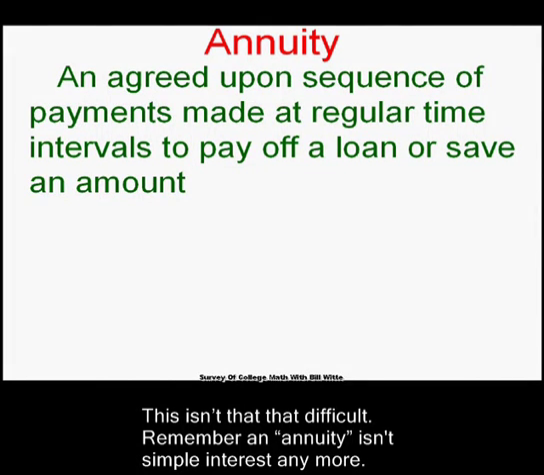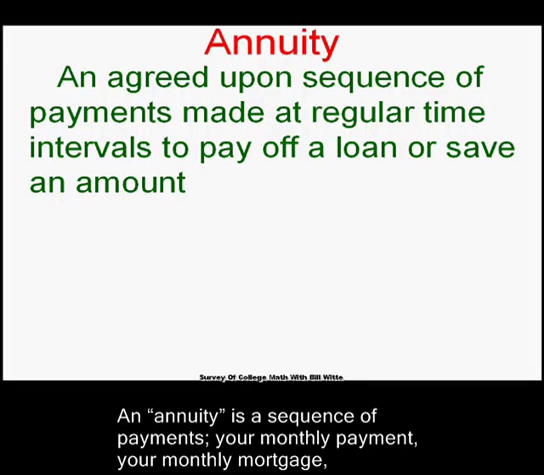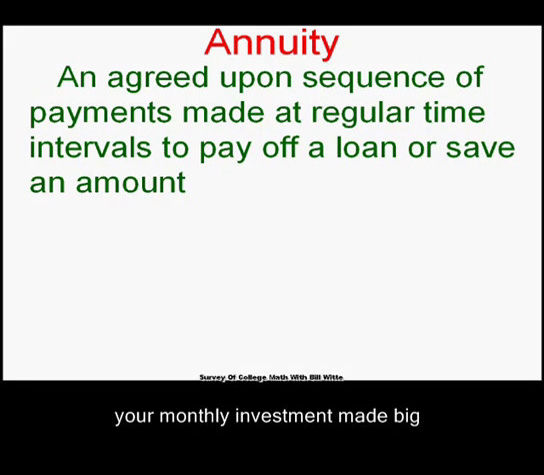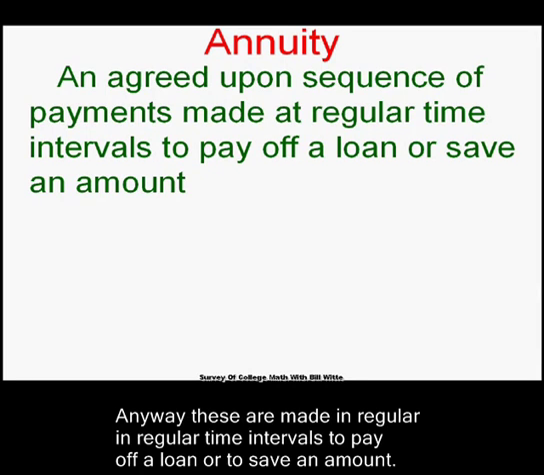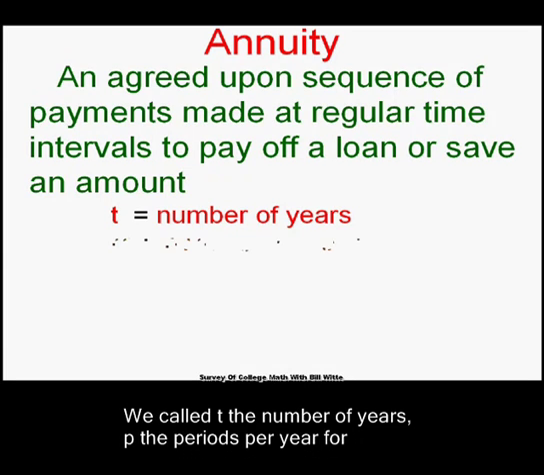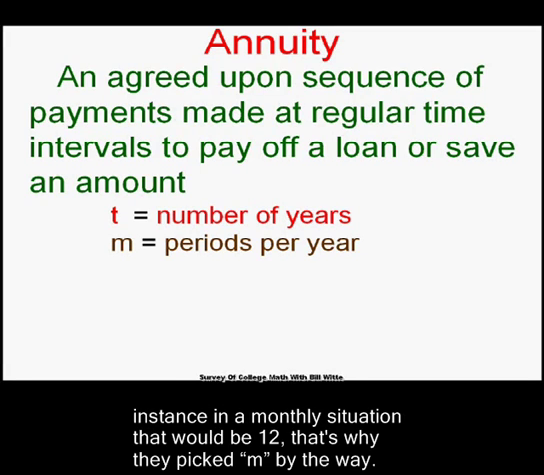This isn't that difficult. Remember that an annuity isn't simple interest anymore. An annuity is a sequence of payments. Your monthly payment, your monthly mortgage, your monthly investment, made usually monthly, but not always, maybe weekly to Guido if you borrow from him. Anyway, made at regular time intervals to pay off a loan or to save an amount. We're going to call T the number of years, M the periods per year. For instance, in a monthly, M would be 12. I think that's why they picked M, by the way.